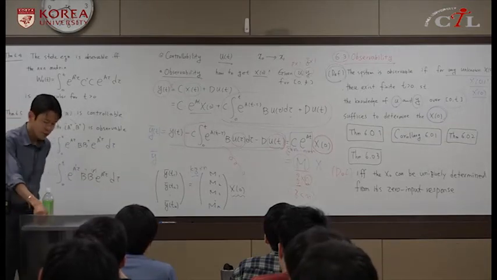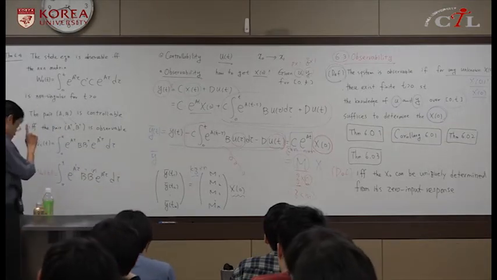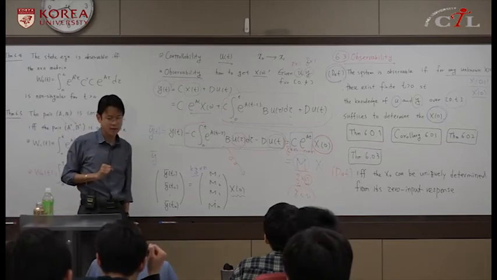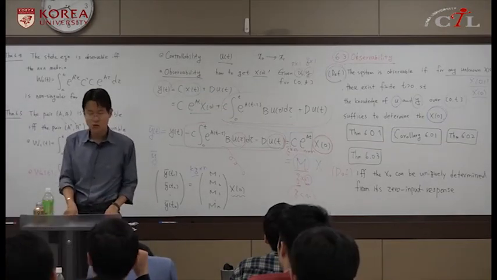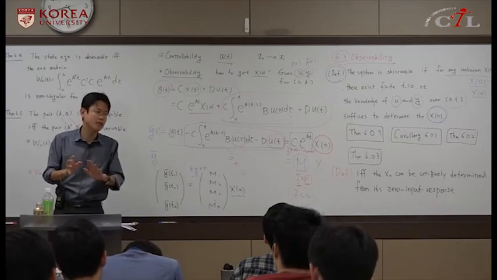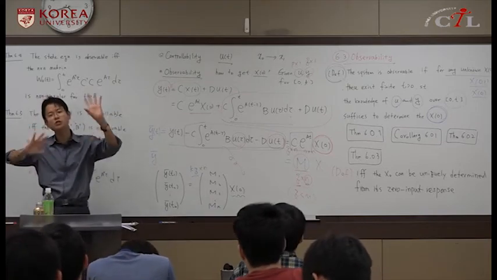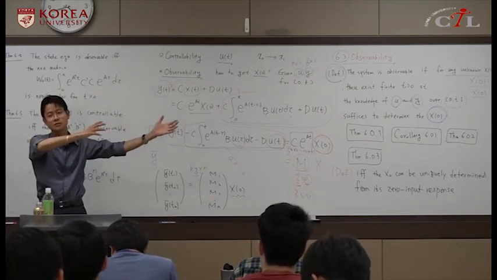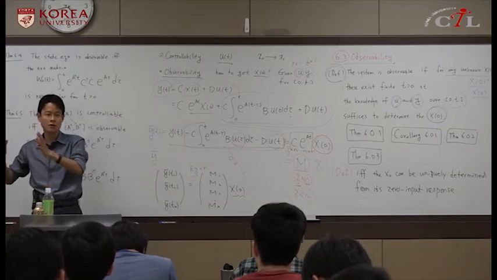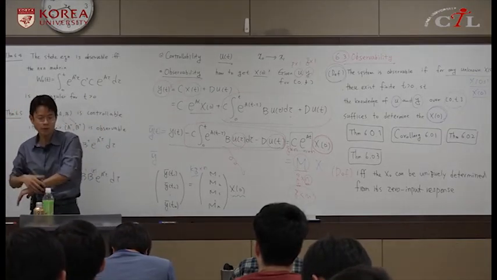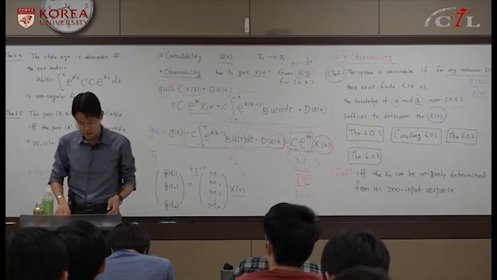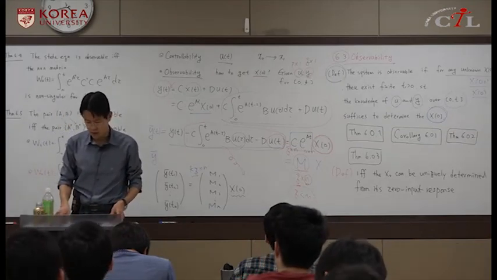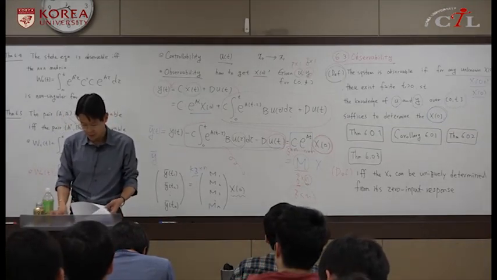Okay, so we are done with controllability and observability, and in the next class we're going to see, using controllability and observability, how to decompose the original system into a controllable part and non-controllable part, observable part and non-observable part. So we're going to cover the remaining part in the coming class. Okay.